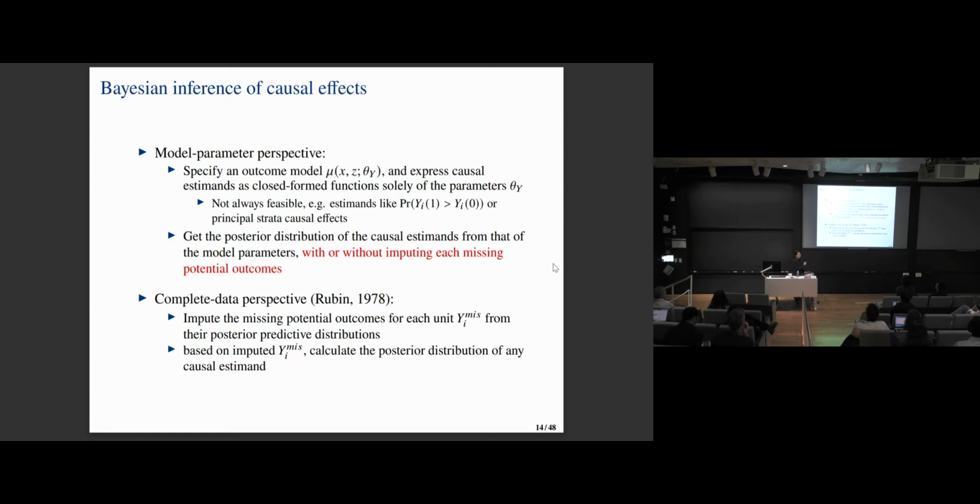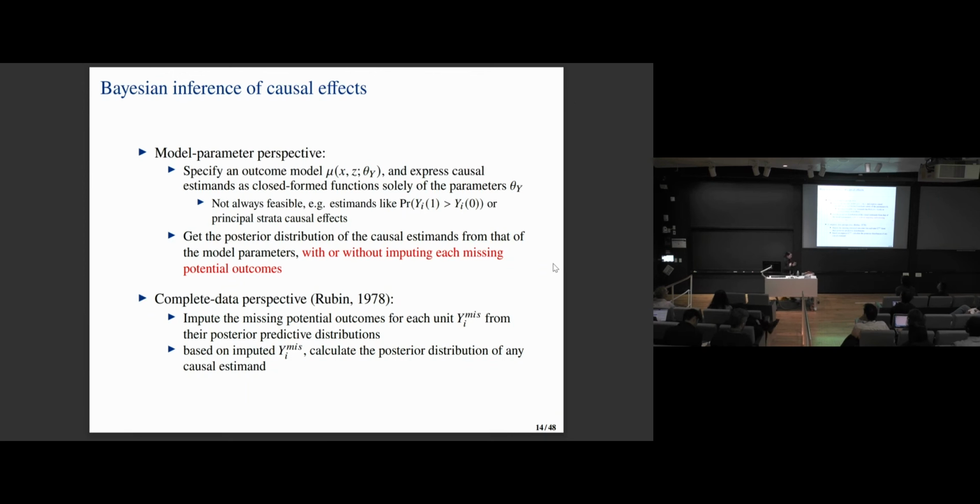For ATE, this is easy because you can always write the ATE in a closed form of the parameters. But you have some estimands like the probability of y1 given larger than y0. There's no way you can express that as a function, well, most of the time you cannot. Or something like the principal stratum causal effect. There are latent variables there, so ultimately we will still need to get to this part. We still cannot avoid imputing.